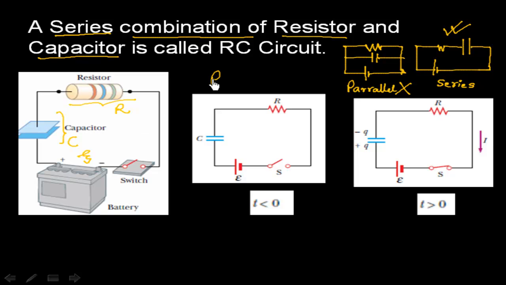We can show the same actual situation in a symbolic way, something like this. A resistor we have R, we have a capacitor that is C, we have a battery here, and we have a switch. This is the situation when the switch is open, that is there is no current in the circuit. So let us call this time t less than 0. So I equals 0 for time less than 0.